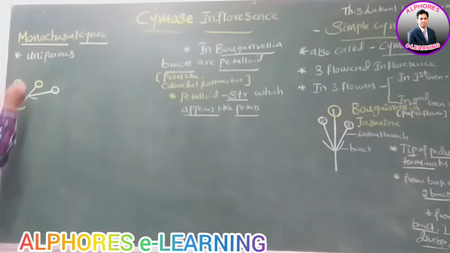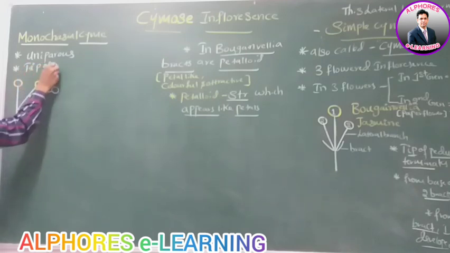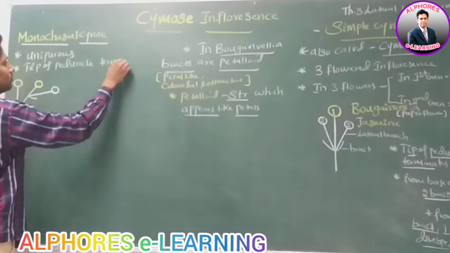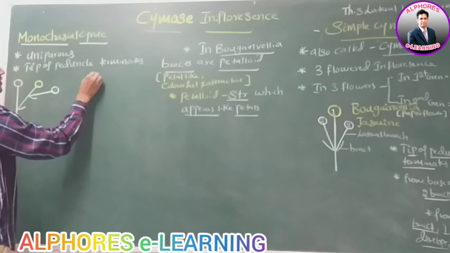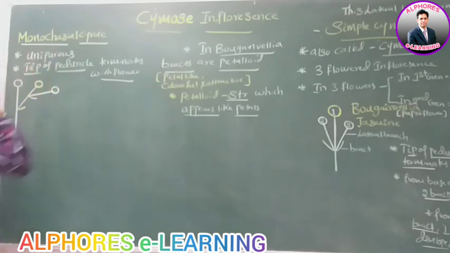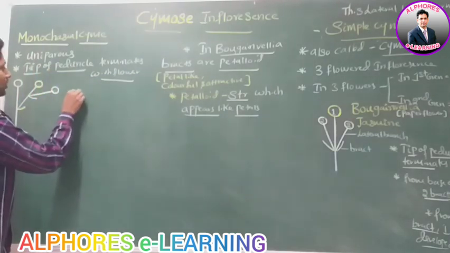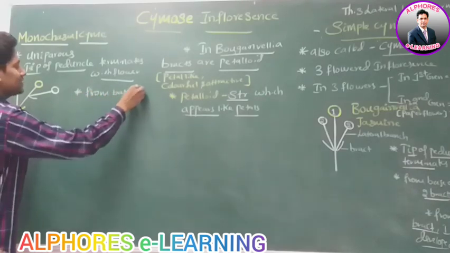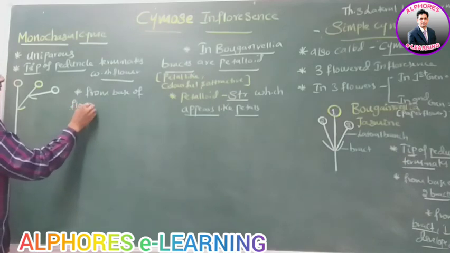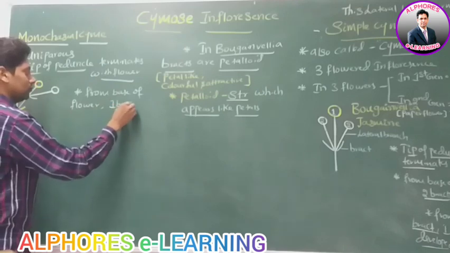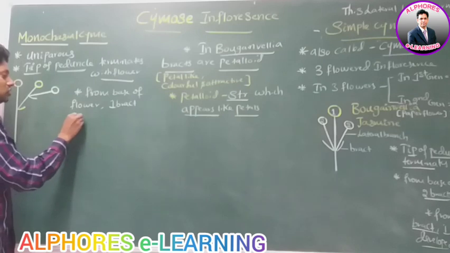Therefore, the tip of the peduncle terminates with a flower. What, sir? The tip of the peduncle terminates with what, sir? A flower. The tip of the peduncle terminates with a flower, right? From the base of the flower, what develops, sir? One bract, one bract each time.